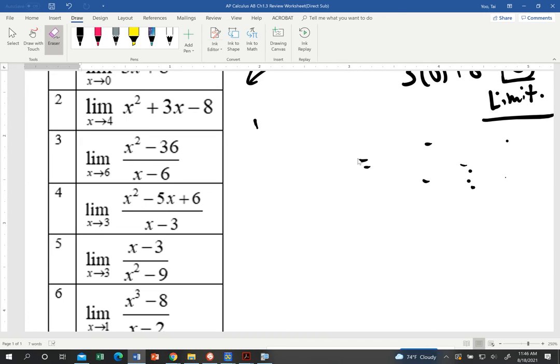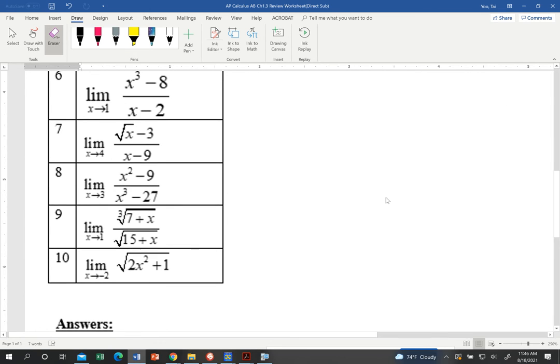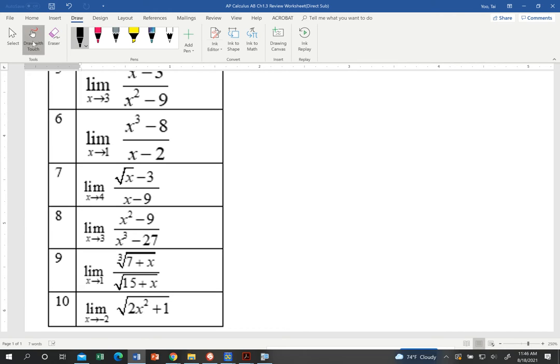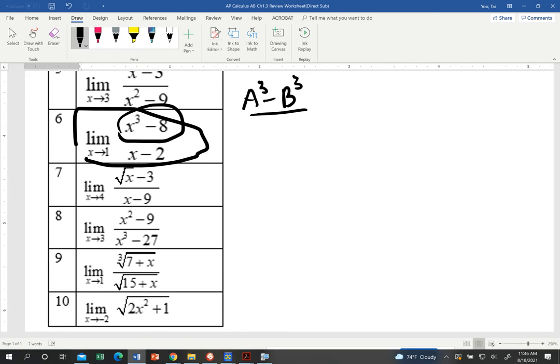If you take a look at number 6, do you see this right here? If you look at this on the top, guess what? This is a difference of cubes. Remember that a cubed minus b cubed? You need to factor this out and see if you can cancel it or not, okay? Does that make sense?